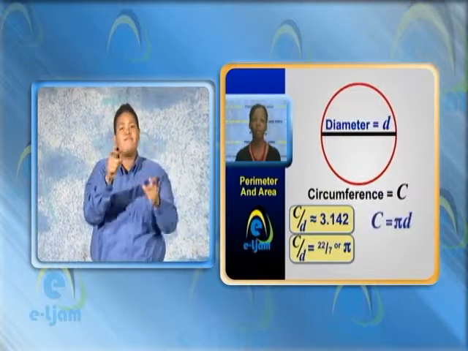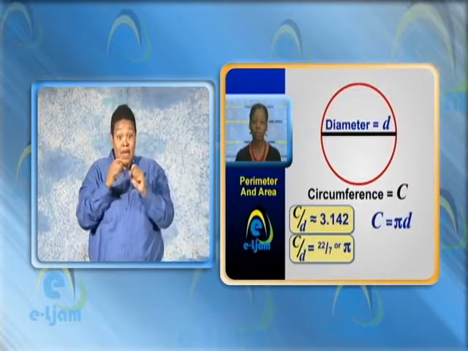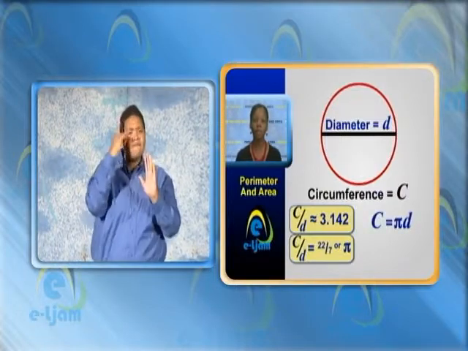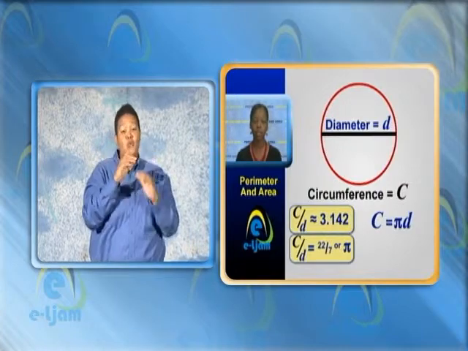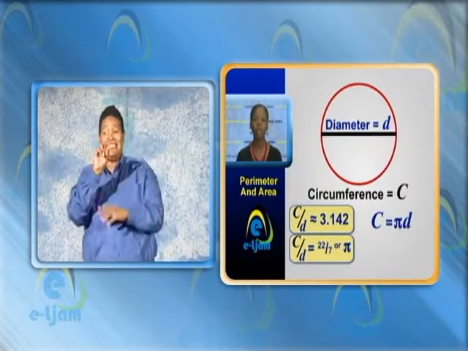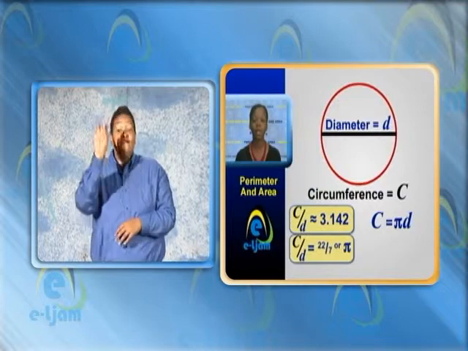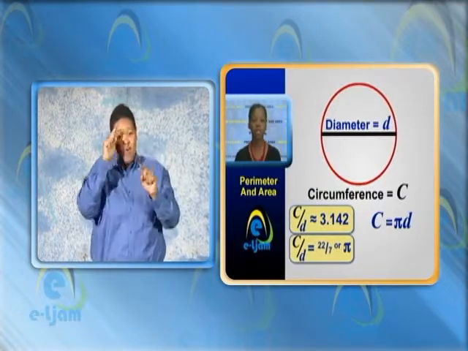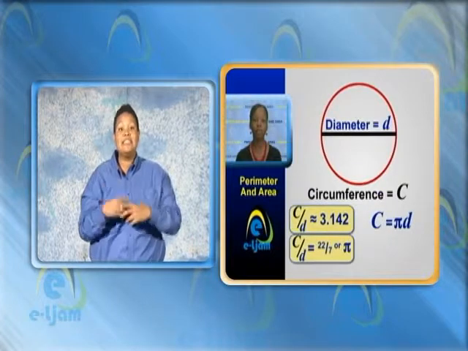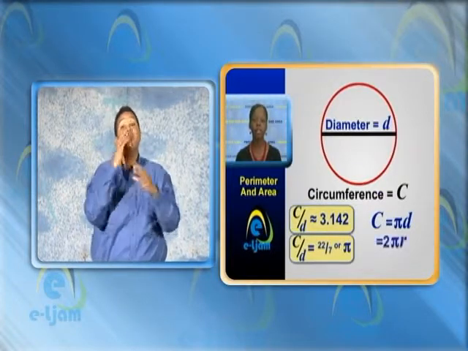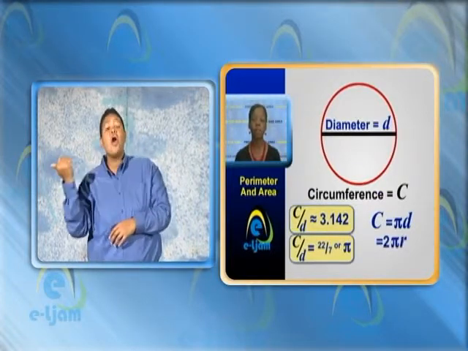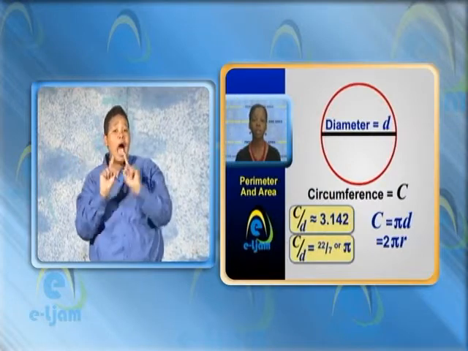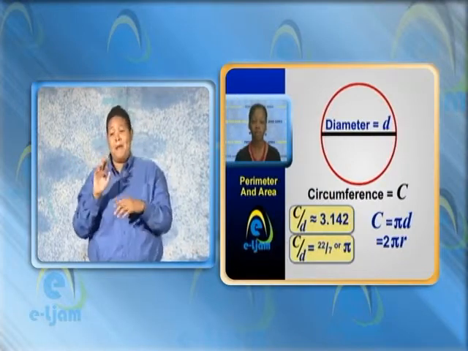If we were to make the circumference the subject of the formula, it would be equal to pi times the diameter. And this is how we find the circumference or perimeter of any circle. Of course, since the diameter is the same as 2 times the radius, an alternative formula for the circumference is 2 times pi times radius.